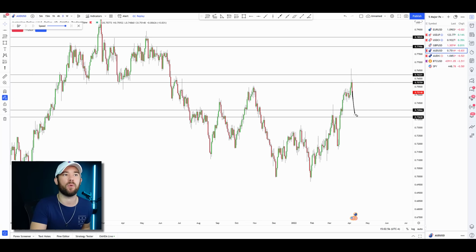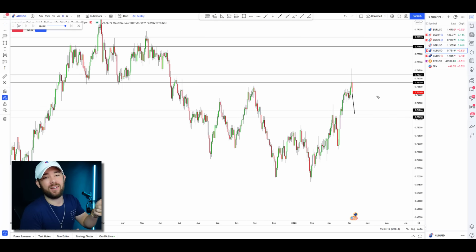I know I'm looking for possible buy trades in this zone. So this preparation takes away a lot of the emotion out of my trading. So that was the top 5 major pairs. Let's now dive into Aussie, New Zealand, Bitcoin, and the SPY.